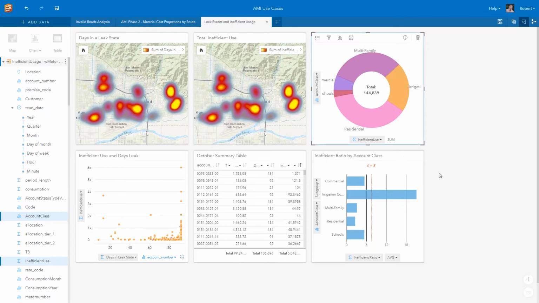Going back to Derek's point with the ratios for inefficient use, I've also created an inefficient ratio by account class bar chart here, and we can see the inefficient ratio, which is the inefficient use over the total allocated budget. The most inefficient account class would be our irrigation commercial customers, followed by commercial account class and multifamily. So this arms conservation and customer service with tools on which customers to identify and help develop their strategy in reducing inefficient usage. With that, this concludes the analysis of AMI use cases, and I'll turn it back over to Derek.